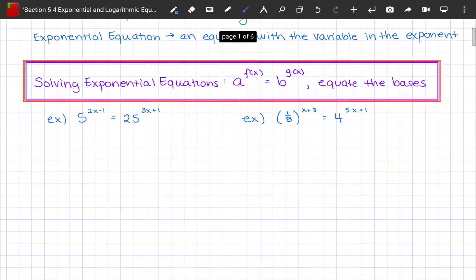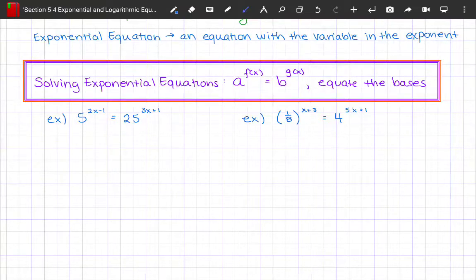So first, let's just remind ourselves, what is an exponential equation? And when we're solving exponential equations, the important part to remember is the variable is in the exponent. Just because the problem has an exponent doesn't mean it's exponential. I mean, think about quadratic equations. Quadratic equations have exponents, but the variable isn't in there. So we're talking when the variable is in the exponent, as you can see in these examples.